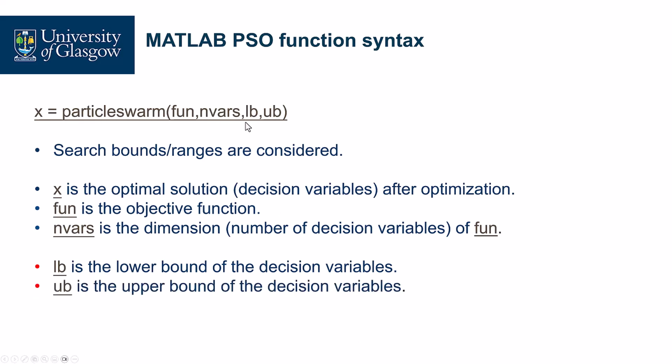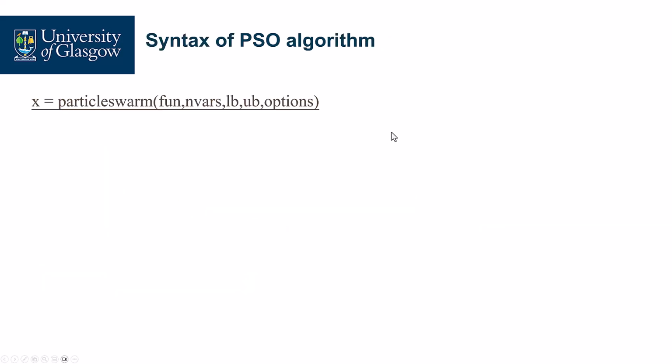One thing that is different from GA is what? There are no empty square brackets when we put the lower and upper bound. For those ones, the empty square brackets are for what? Are for constraints, right? So the MATLAB built-in particle swarm optimization hasn't considered the constraints yet. But how to use this function to consider constraints? We have a method, so that will be covered in the next specialization, the advanced course. So welcome to that.